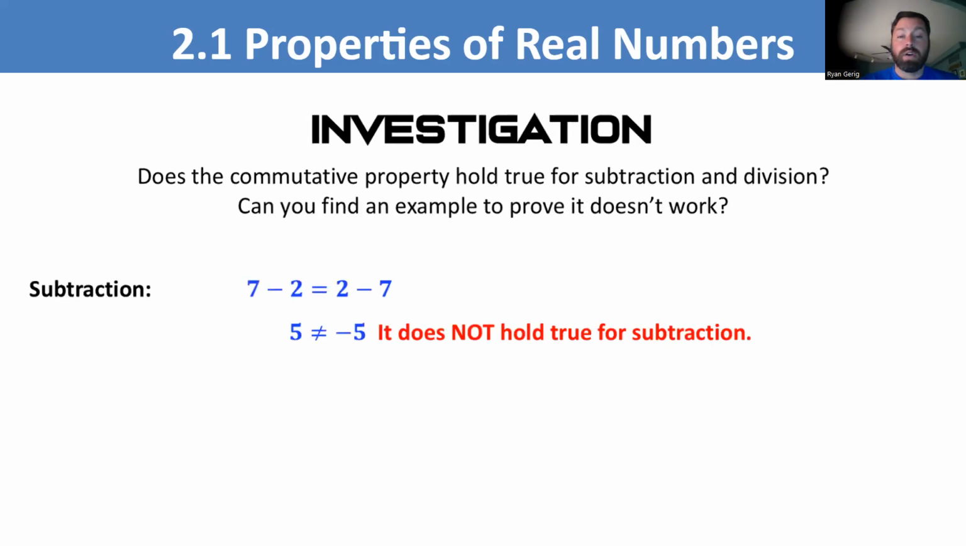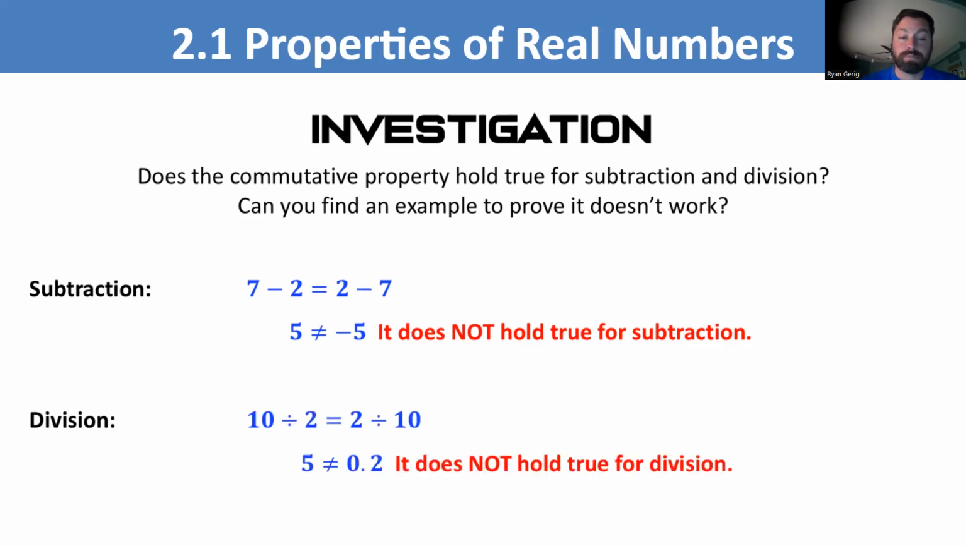Well, the 2 numbers that I chose were 7 and 2. If you do 7 minus 2, you get 5. If you reorder those and do 2 minus 7, you get -5. 5 and -5 are not the same. They're not equal. Therefore, the commutative property does not hold true for subtraction.